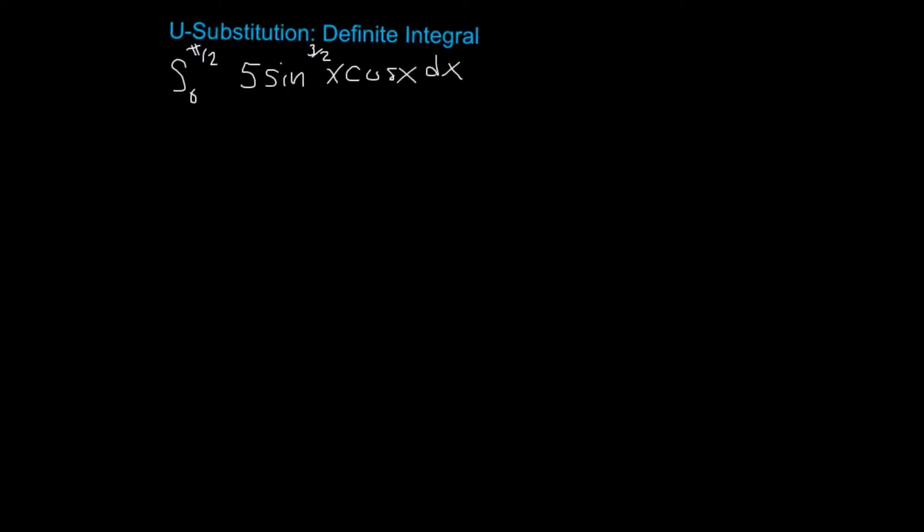So here we have the definite integral 5 sine to the 3/2 x cosine x dx being evaluated from 0 to pi over 2. Whenever you have an integral containing a trig function being raised to a power, that's a clue that you're going to want to use u-substitution. So you're going to want to have u equal the trig function being raised to the power. In this example, that is sine x. So when you take the derivative of u with respect to x, you're going to get du equals cosine x dx.